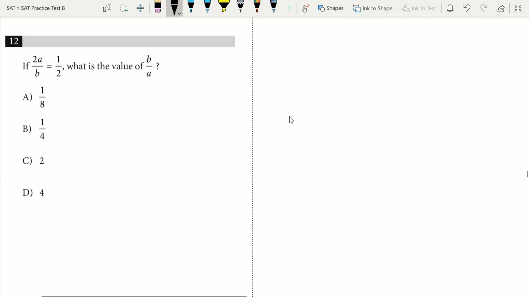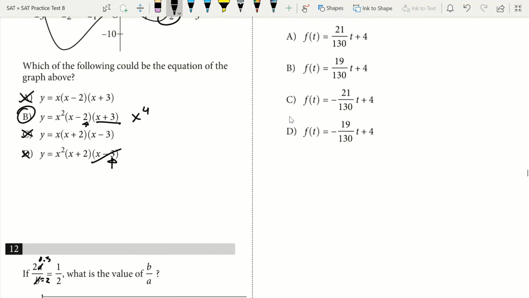All right, question 12. If 2a over b is 1/2, what's b over a? Well, I can just go ahead and say then that a is 0.5. To get that to equal 1, I can say that b is equal to 2. So now I have 2 as b, and then I have 0.5 as a. 2 over 0.5 is 4. My answer is D.